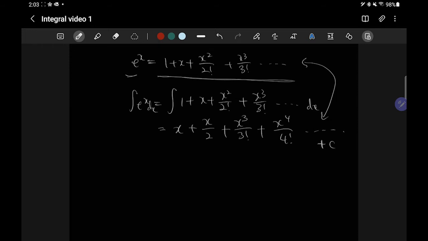Now, if you're trying to integrate e to the cx, where c is any constant, then we know this equals e to the cx over c, and you can prove this by multiplying c into the series decomposition of e to the x and then integrating both sides.